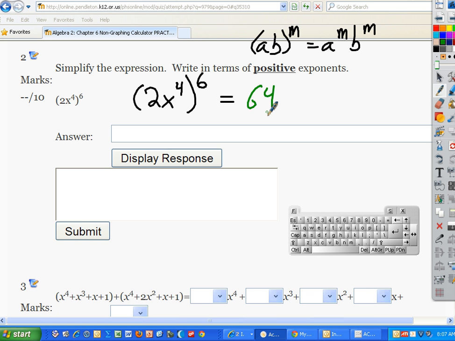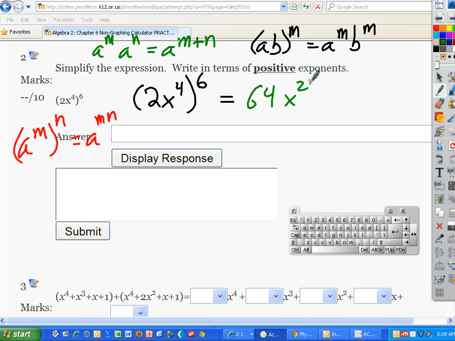Add is if I multiply like bases. If I say a to the m times a to the n, where I've got like bases, if you multiply like bases, you add the exponents. But if you take a power to a power, you multiply the exponents. 2 to the 6th: 2 times 2 is 4, times 2 is 8, times 2 is 16, times 2 is 32, times 2 is 64. Okay. And then finish that out, you just told me x to the 24. Okay, that's right. We won't even check it.